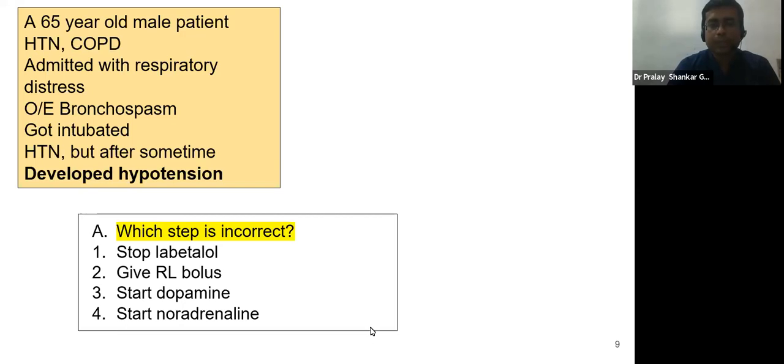So my patient is having hypotension. Which step is incorrect? I advised to stop labetalol, I advised to give RL bolus, I advised to start dopamine, and I advised to give noradrenaline. What do you think? Which one is incorrect? Which is not right?